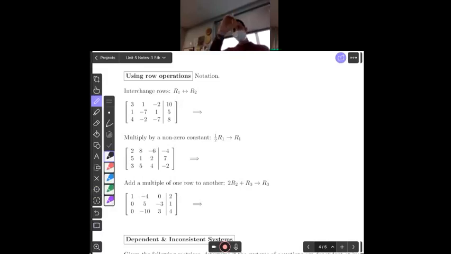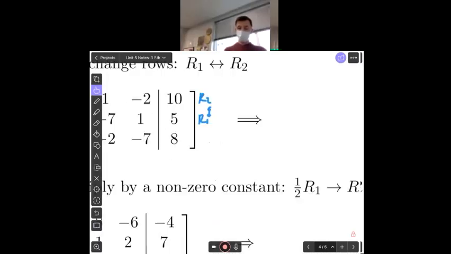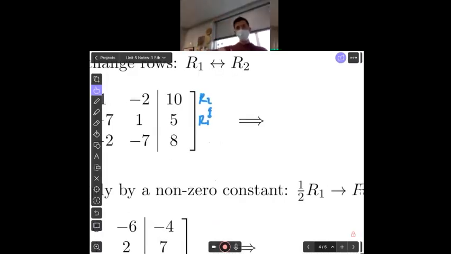Here they like to write it on the top like this. I really like to put stuff next to the thing I'm doing it next to. Just kind of a personal choice. It's notation. So I'm saying this is going to be my new row 2, and this is going to be my new row 1. And I'm just drawing a little double arrow between them. It's kind of hard to see, though. But that's all that is. So I'm just switching row 1 and row 2. Okay.